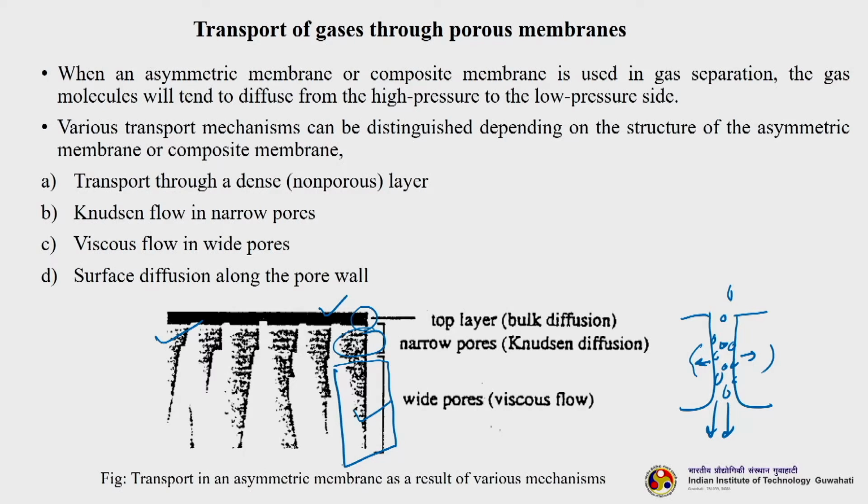So, that also takes place, and that is also important when you describe the transport through an asymmetric membrane. So, the top layer, if it is a non-porous layer, then it is bulk diffusion, followed by the second layer, which has narrow pores, which is Knudsen diffusion, and then the wide pores, which is actually the microfiltration range, that will be viscous flow.